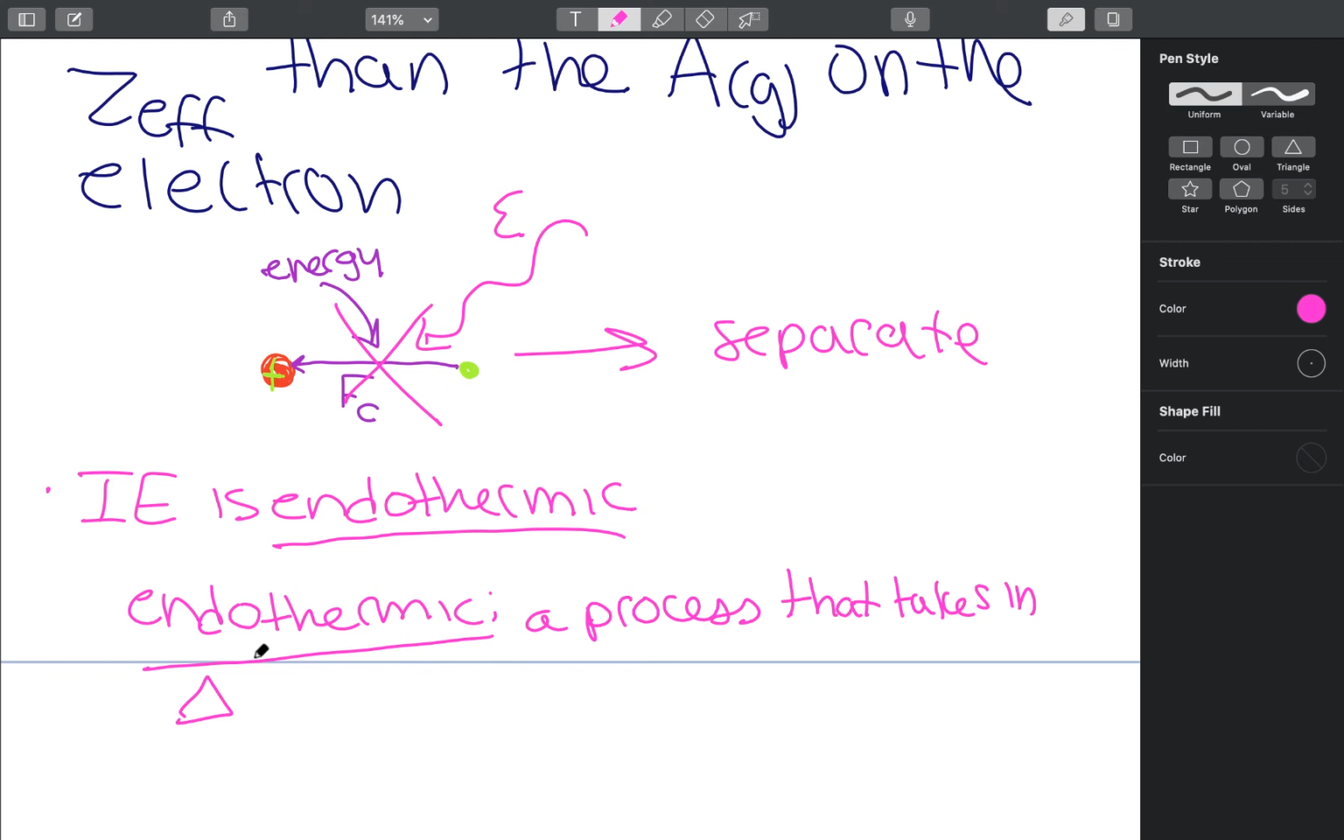So if energy is being transferred into an atom, this energy can be used to break an electron off the atom if the energy is sufficient enough. So therefore, ionization energy is endothermic.